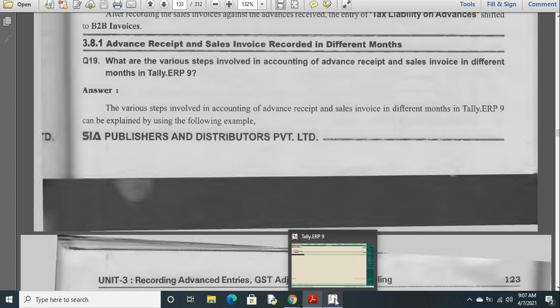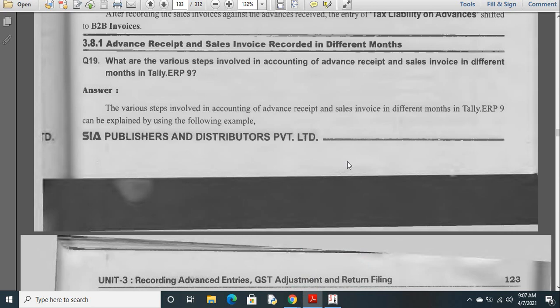In the last class, we saw advance receipts and how to enter the sales invoice when it is executed in the same month. In the sense, we received the advance and performed the sales transactions in the same month. Today we are doing the same transaction, but we received an advance in the previous month and we are selling the goods in the next month. So how to enter this kind of transaction?